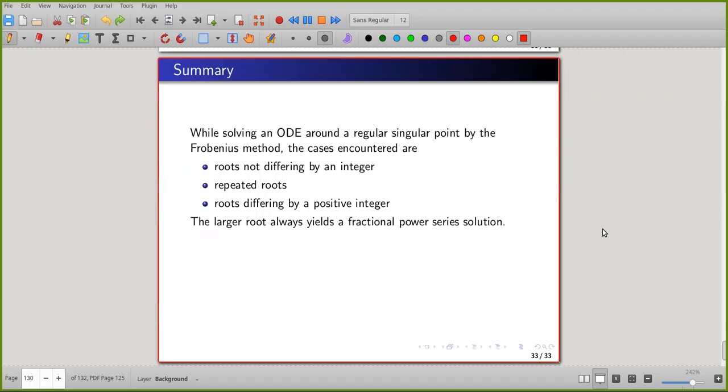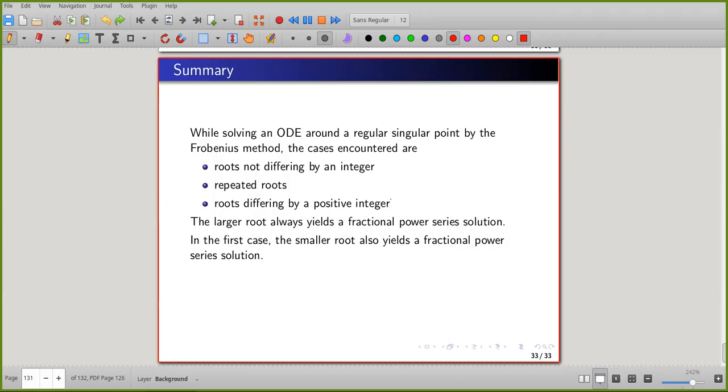By this complicated term, we simply mean something like a_n x to the power n plus r, and r can be a fraction. I mean, r can be any real number, I suppose. So in that sense, this word fractional is not so great, because we can have roots which are anything.